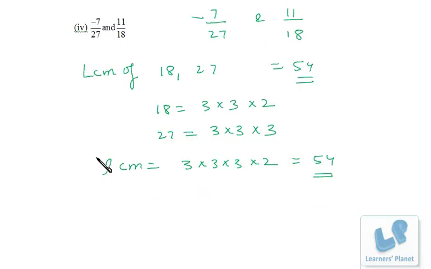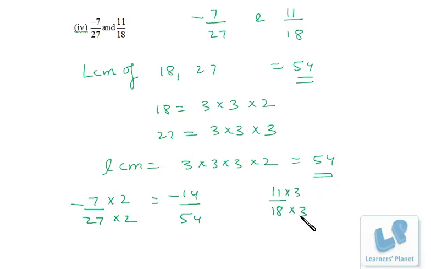Now we have the number minus 7 by 27. Now how do I get 54 in the denominator? If I multiply 27 by 2, right? So in the numerator and in the denominator I just multiply by 2. So it's minus 14 by 54. Similarly 11 by 18. If 18 is multiplied by 3, we will get 54. So numerator and denominator, both of them should be multiplied by 3. So it's 33 by 54.